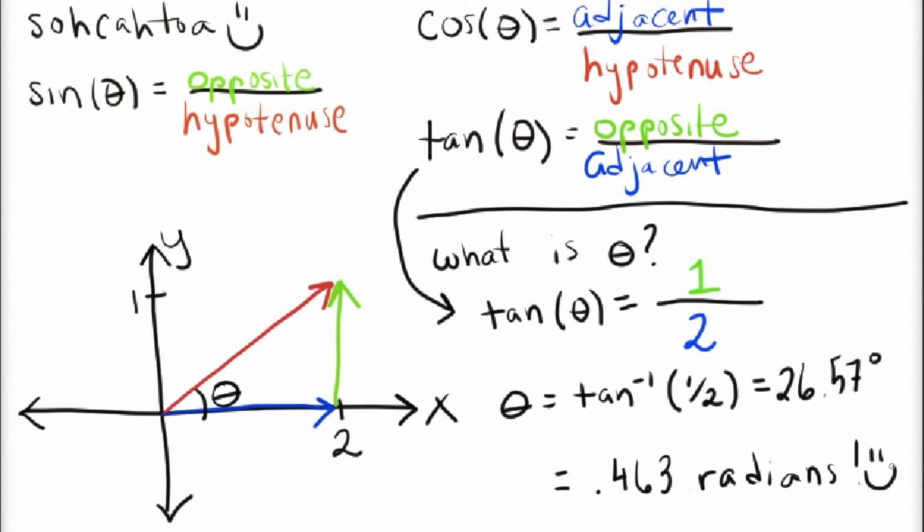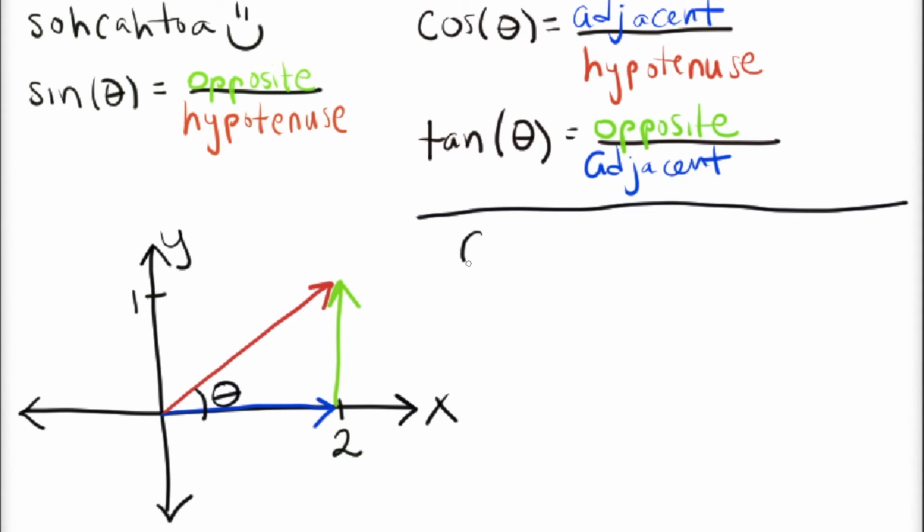The way that this might come up in a problem is the problem might say something along the lines of the X component is equal to 2, the Y component is equal to 1. What is the direction? And we just found that. Theta equals 26.57 degrees.